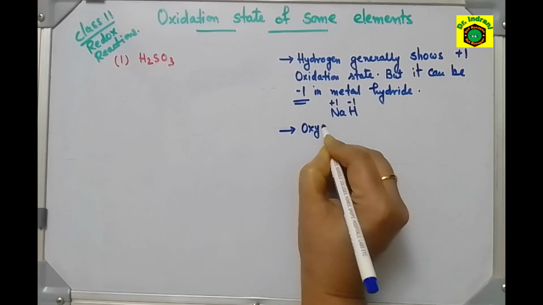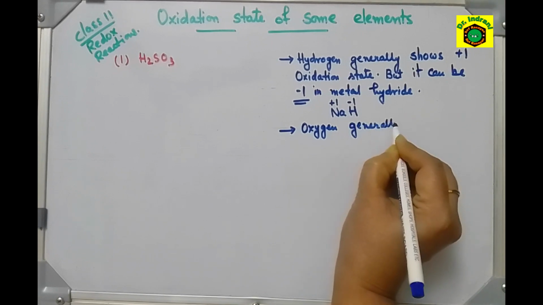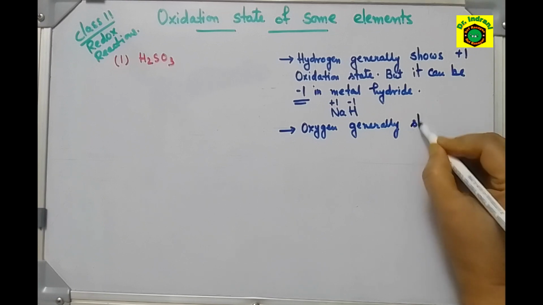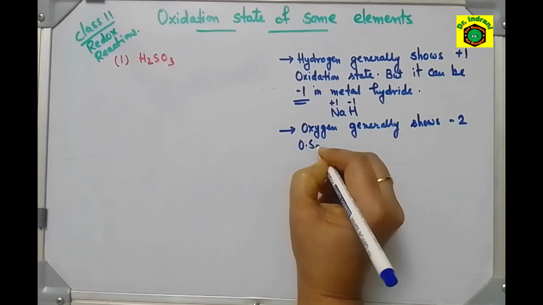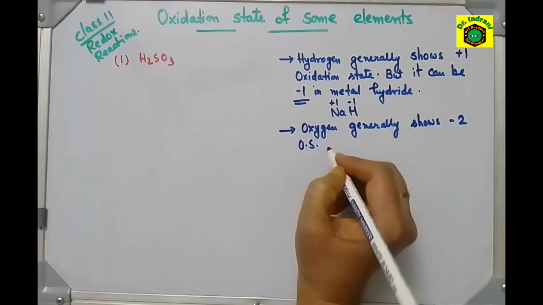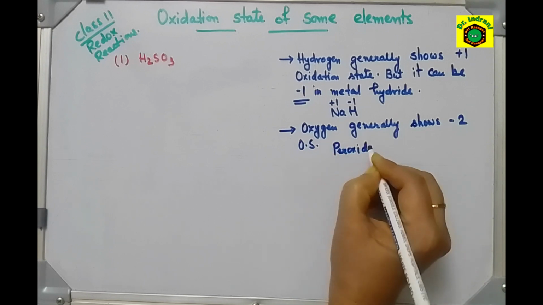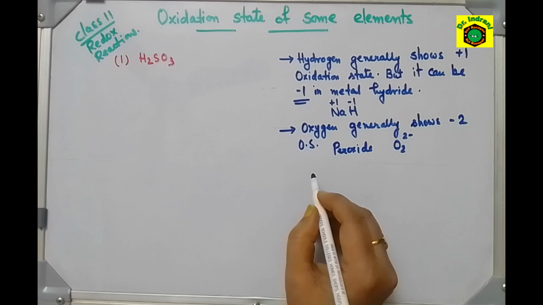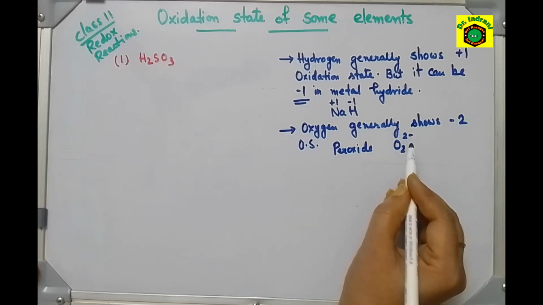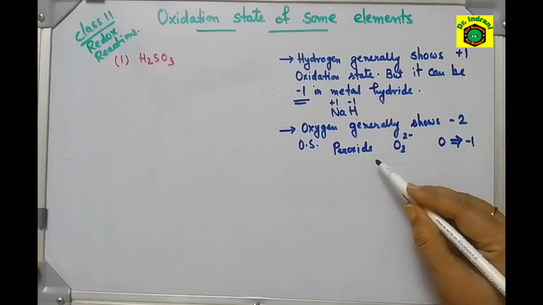Oxygen generally shows -2 oxidation state, OS for oxidation state. But in peroxide, means this one, the overall oxidation state is 2-, which means each oxygen is getting -1. This is the oxidation state of oxygen in peroxide.